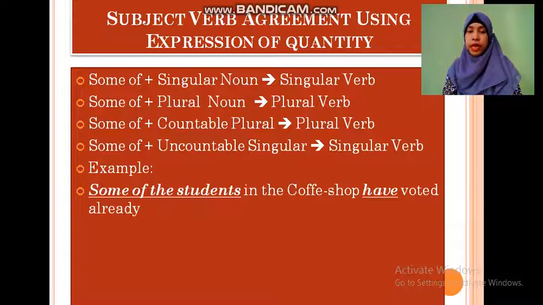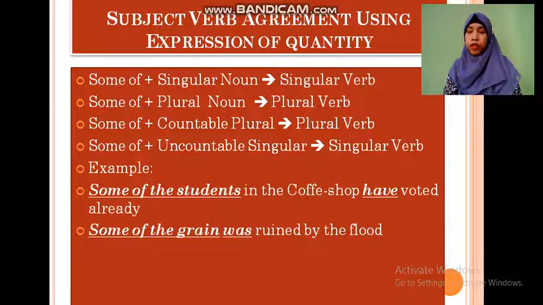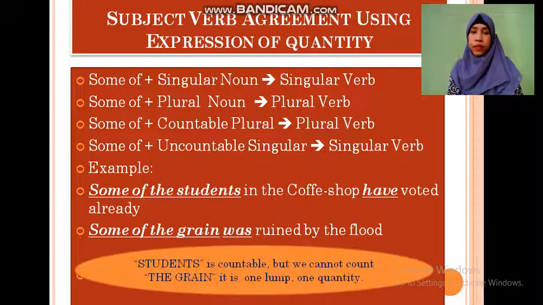Okay, this one. For example, some of the students in the coffee shop have voted already. Some of the grain was ruined by the flood. So you will see here, students are many because students can be counted, so the verb has to be plural here. But for the second example, some of the grain, the grain cannot be counted, so we have to use a singular verb. So we will use was.